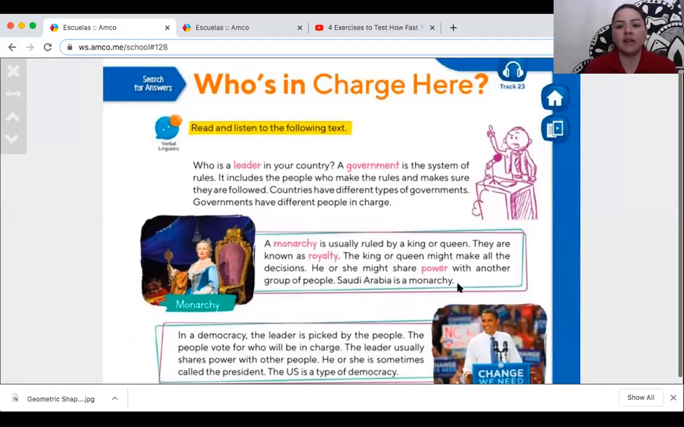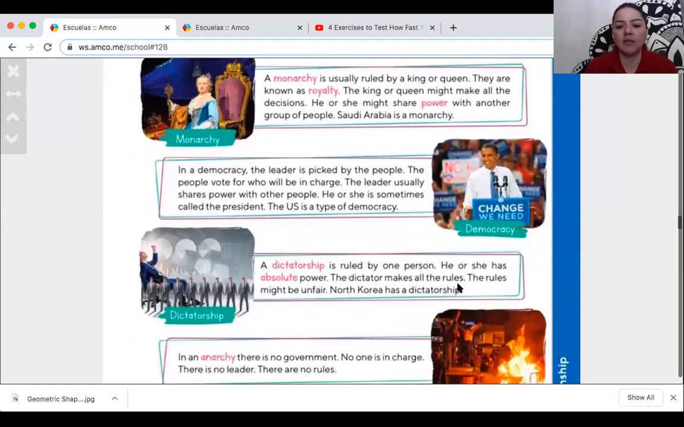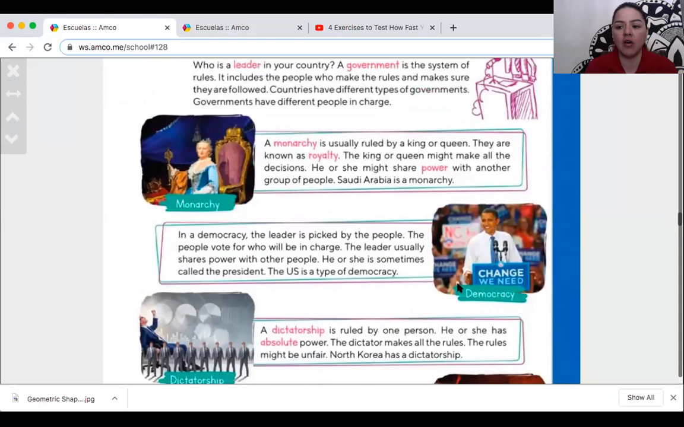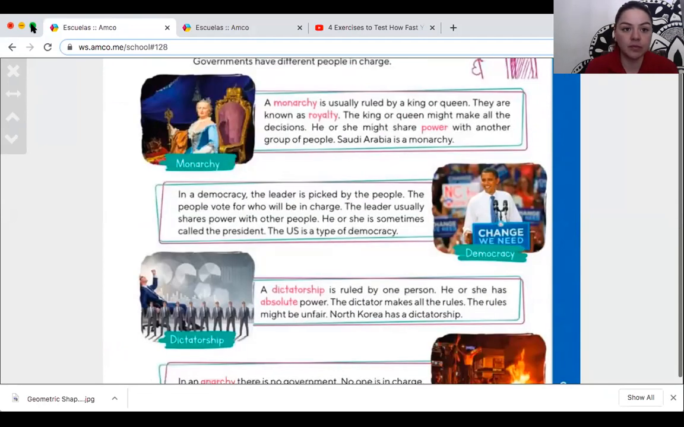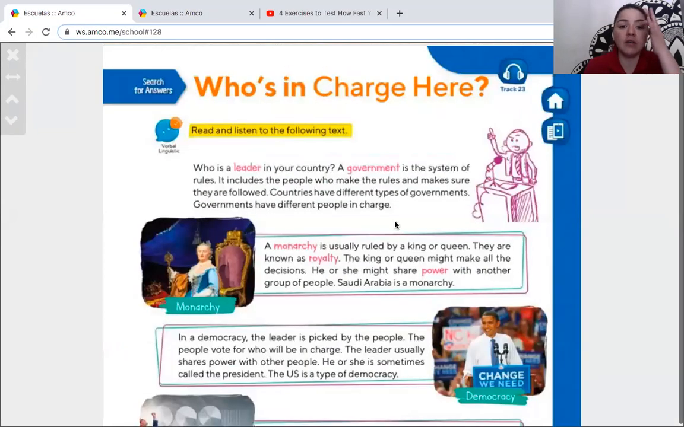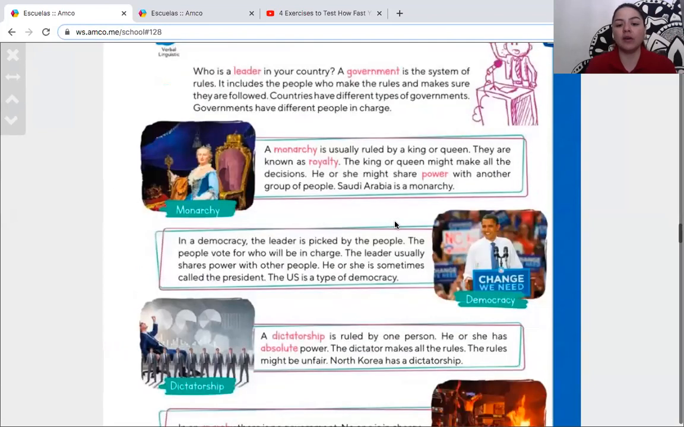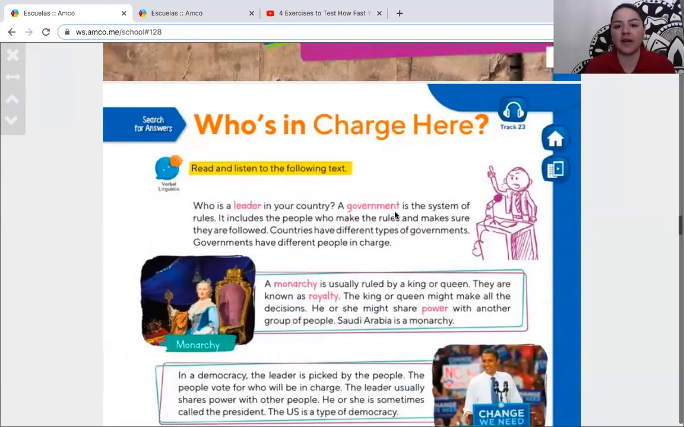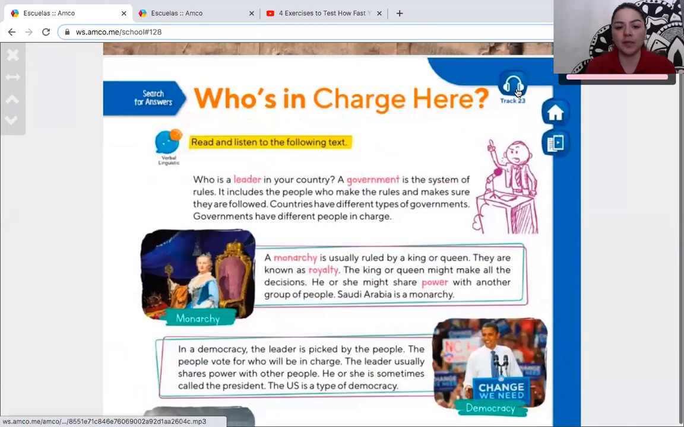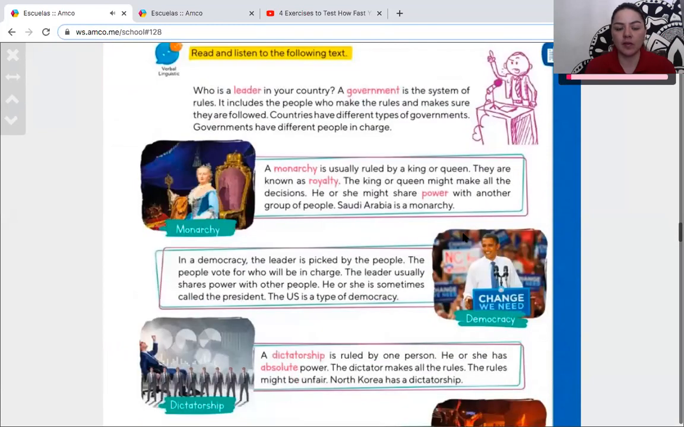Read and listen to the following text. We have four kinds of governments, okay? Let's listen to the track. Who's in charge here? Read and listen to the following text.